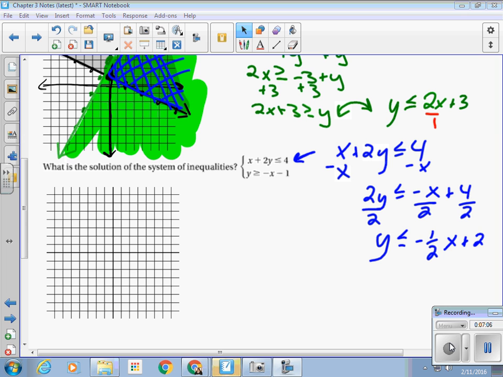If this part is at all confusing to you, put a star next to it, highlight it, and let me know as soon as we're done with these notes so that I can help you understand how we got y less than or equal to negative 1/2 x plus 2 from our original function.